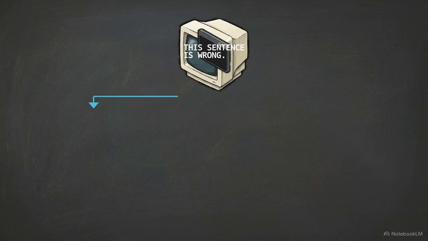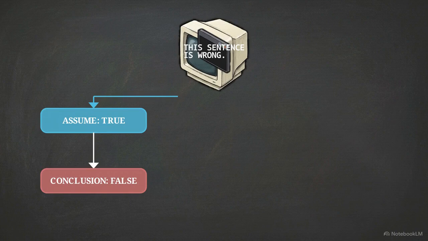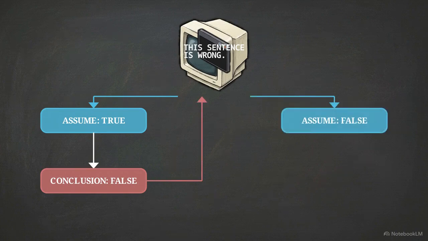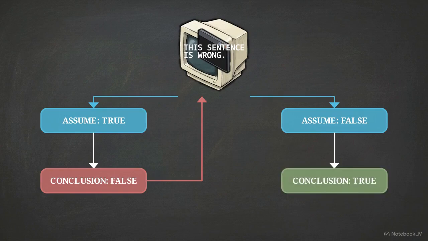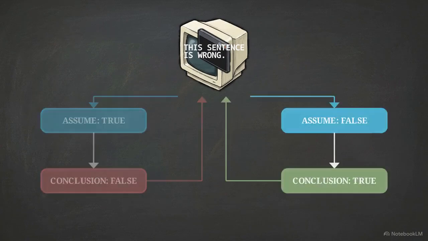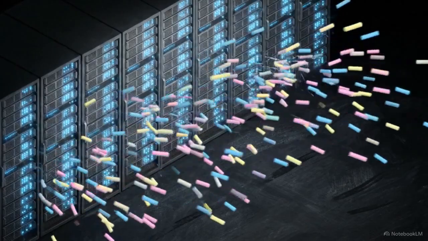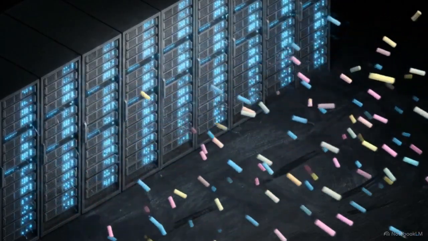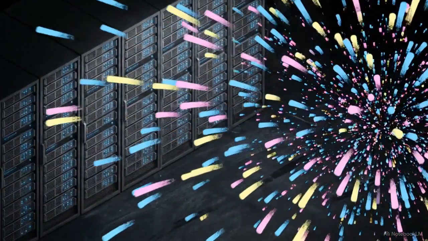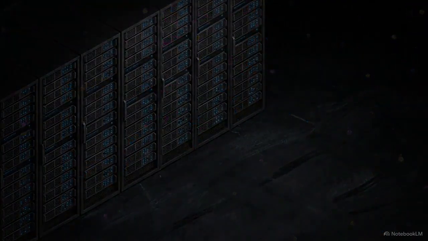First, it assumes the statement is right. But if the statement is correct in claiming that it is wrong, then the sentence itself must be incorrect. So the computer tries the other path. It assumes the statement is wrong. But if the sentence is wrong about being wrong, then it is actually telling the truth, which makes it right. A machine designed to process billions of calculations a second freezes. It cannot determine the truth of a sentence that points right back at itself.